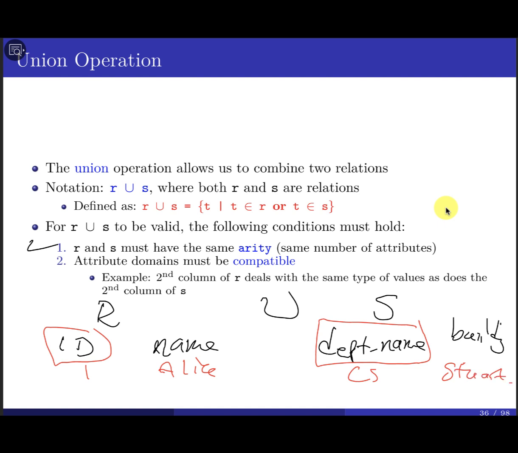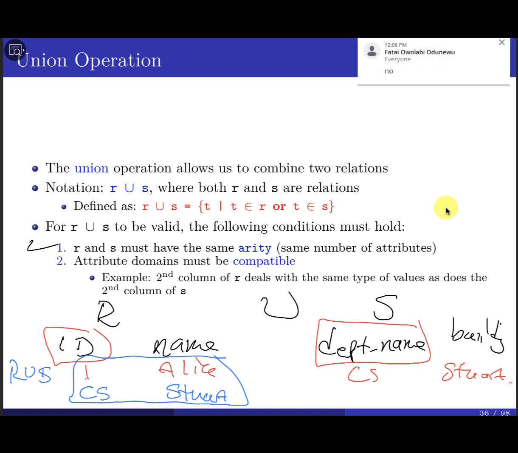I will write this one here, just for example. When I say R union S, you have ID, name, one, Alice, and the second maybe computer science and Stuart. Do you think that's useful information you got here? No, because we try to extract. That's why I said must be compatible.